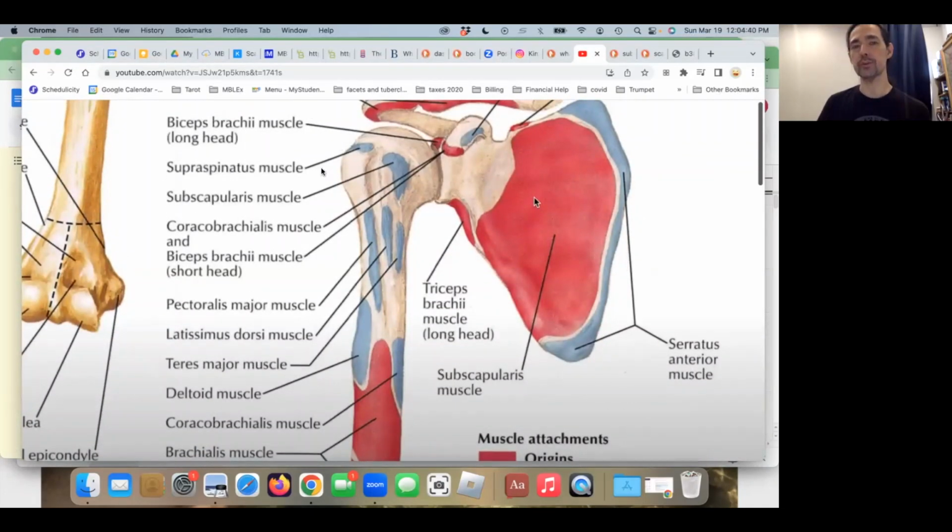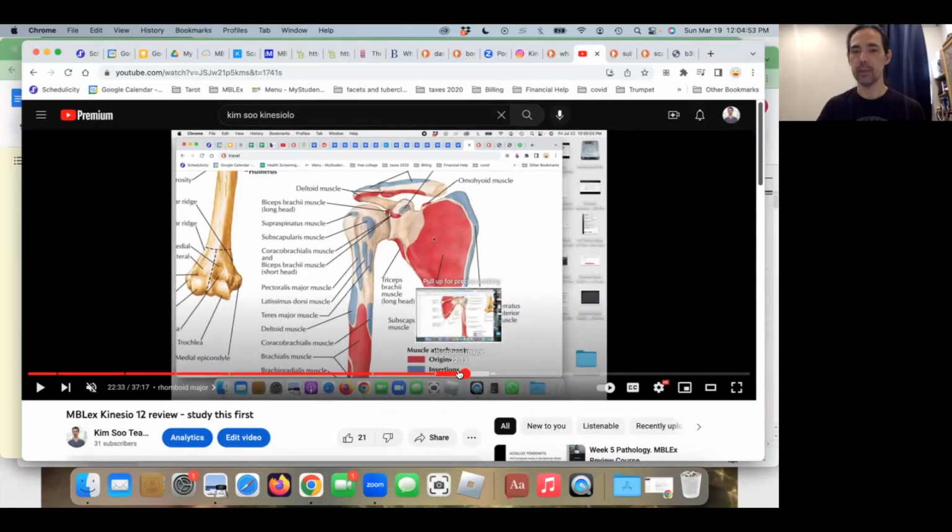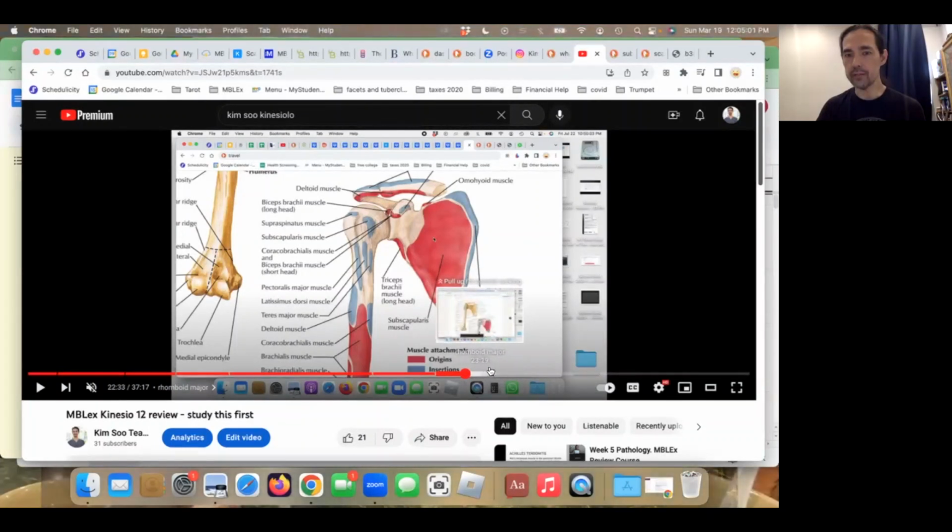No, the greater tubercle has all the other SITS muscles, the other three. So it has supraspinatus in the front. And then infraspinatus in the middle. And then the last one. Let me find this side view.